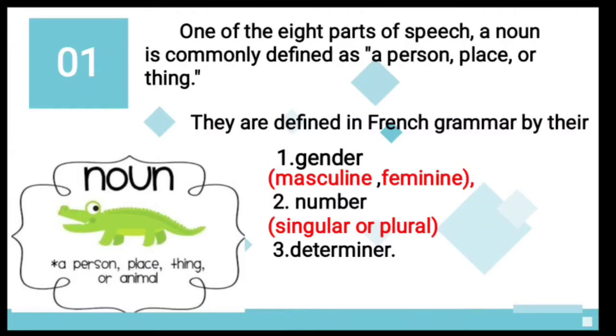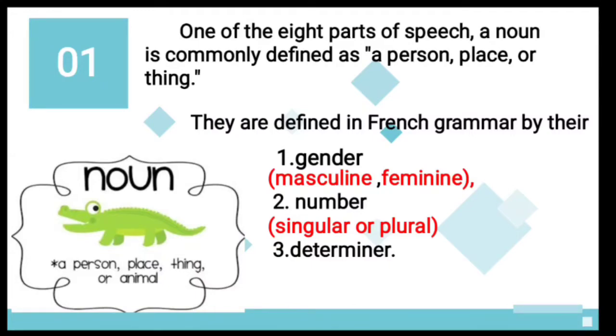And nouns are defined in French grammar by, one, gender. What are the genders? Masculine or feminine. So either of 2 sexes: one is male and another one is female. The term is also used more broadly to denote a range of identities. So with this identification, we can easily identify the person.